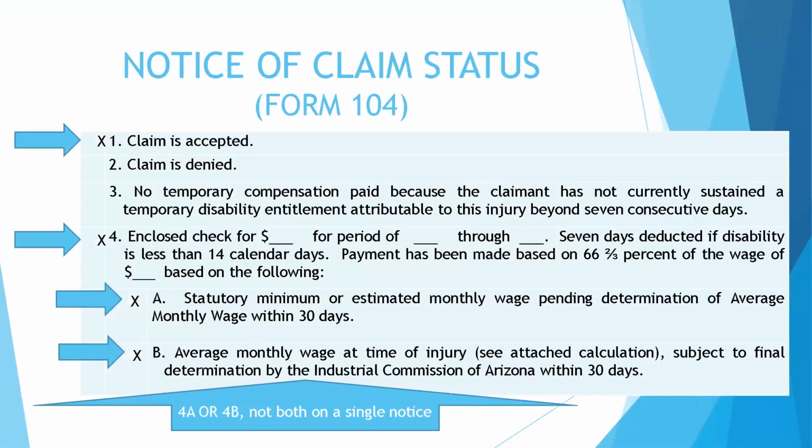So again, this is what your Notice of Claim Status will look like. You'll mark Box 1, Box 4, and then A or B. You cannot mark them both on the same notice.